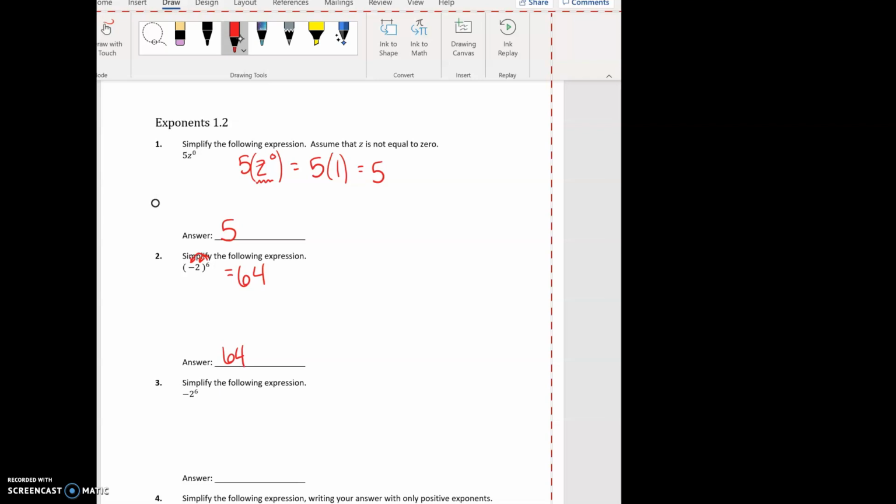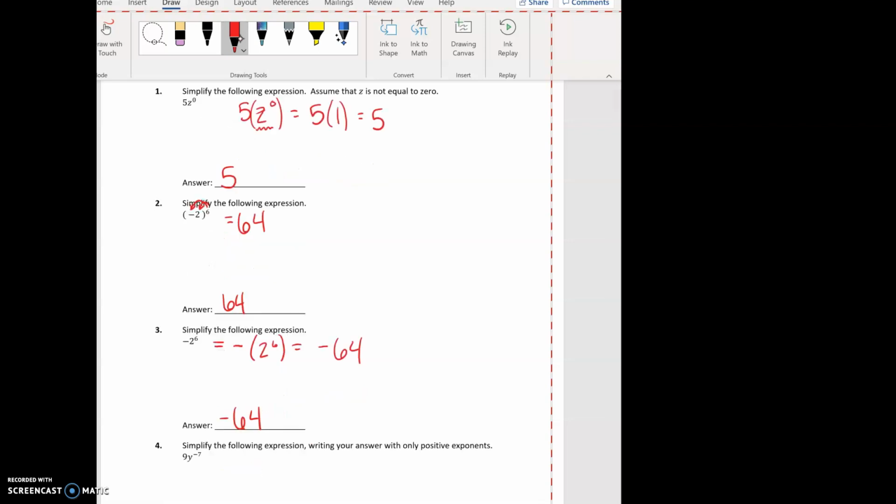Now, in number 3, you can see there's no parentheses, so that negative is not being raised to the power of 6. So we're going to leave that negative alone and instead think about 2 to the 6th. Okay, so this one will be -64.